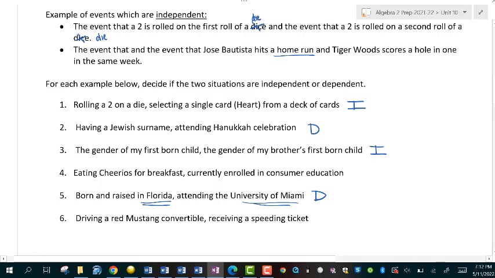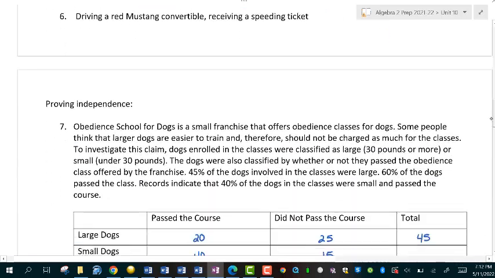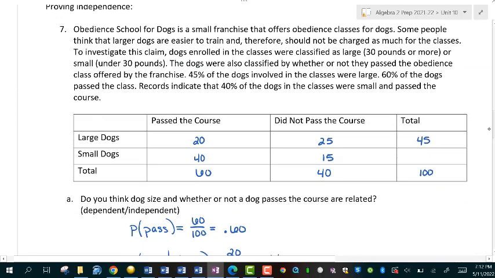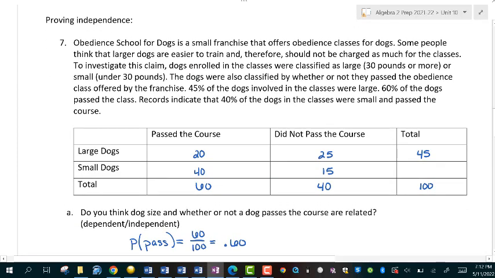Now, how do we prove whether or not events are independent or dependent? There are 2 different ways that you can do so. Here we're going to be looking at obedience schools for dogs. I've already filled in most of the notes, so you can pause as you go along to copy this in, but I didn't want the video to be too long here.